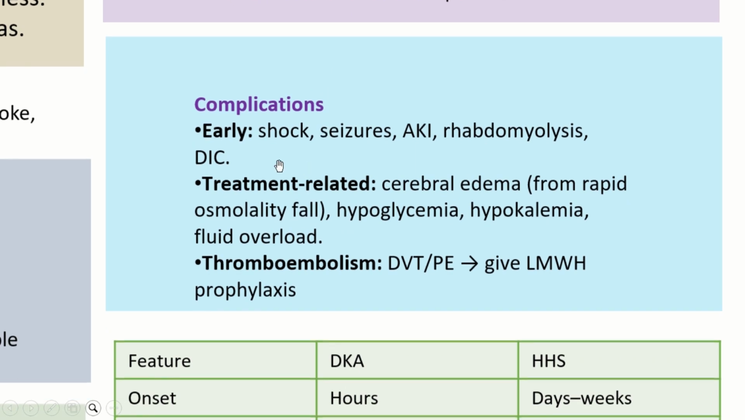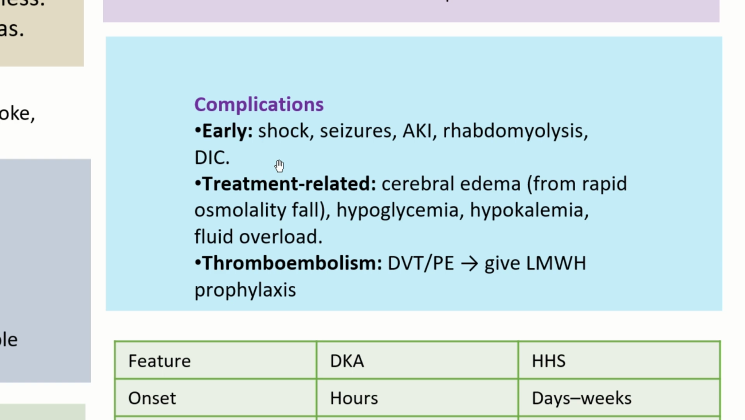The complications: you have the early complications, and that is going to be shock, as patients are losing a lot of water, so they're going to come with hemodynamic compromise. They're going to have seizures. They can also have acute kidney injury because of hypoperfusion and rhabdomyolysis, and disseminated intravascular coagulopathy because of the propensity for thromboembolism in these patients.